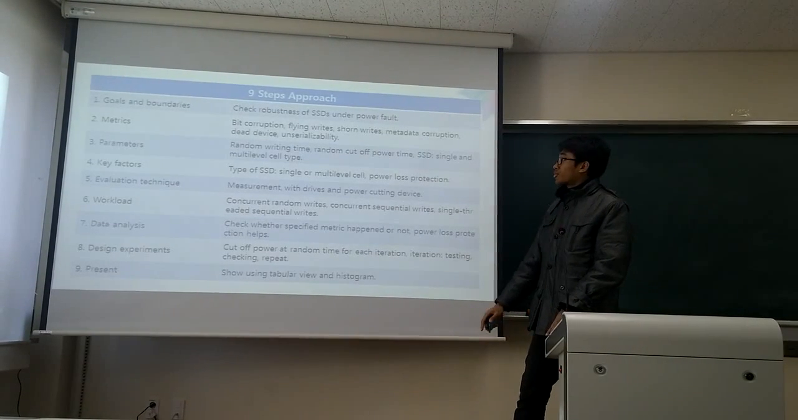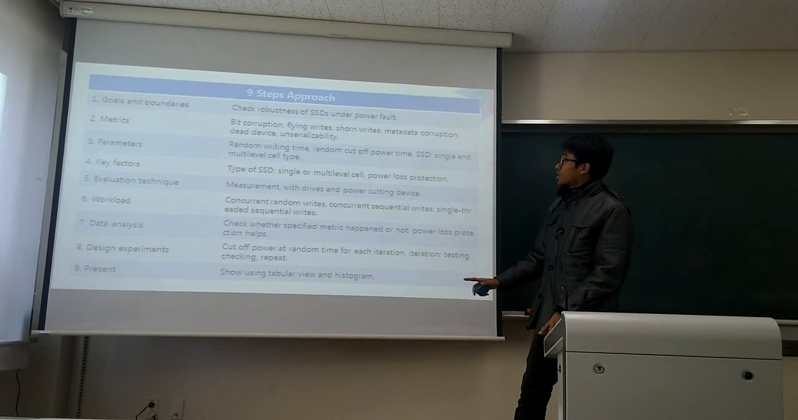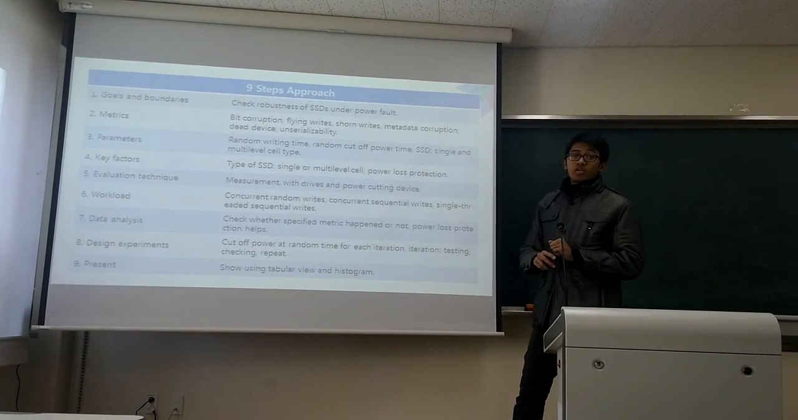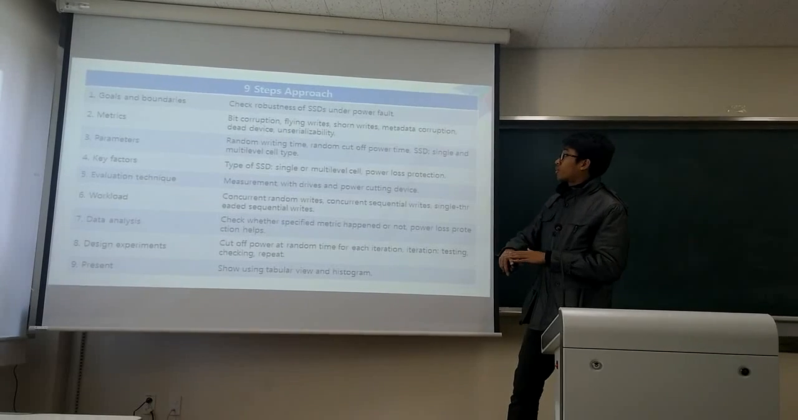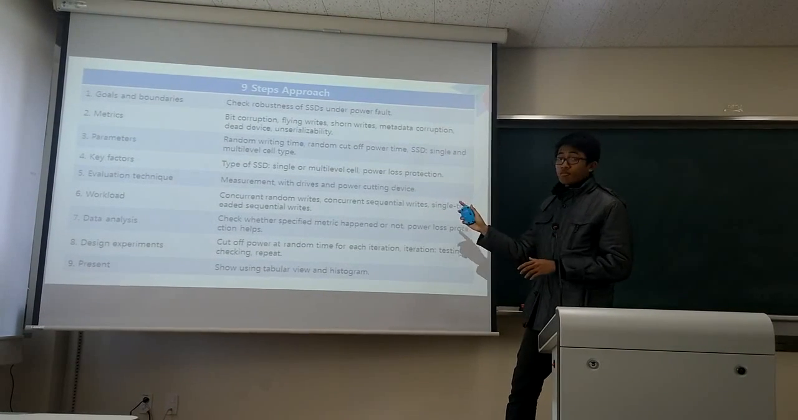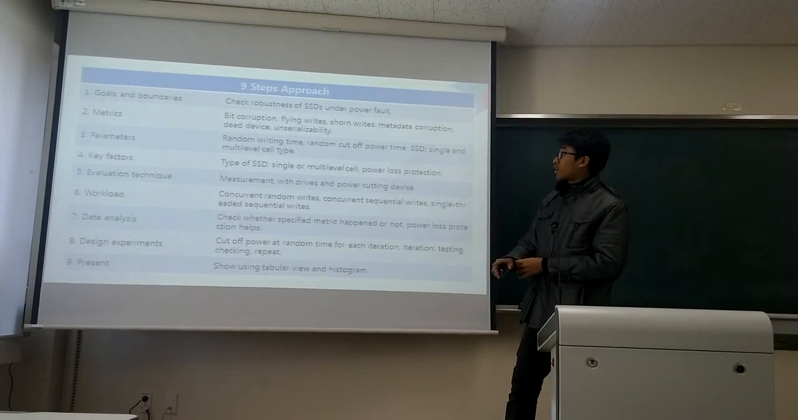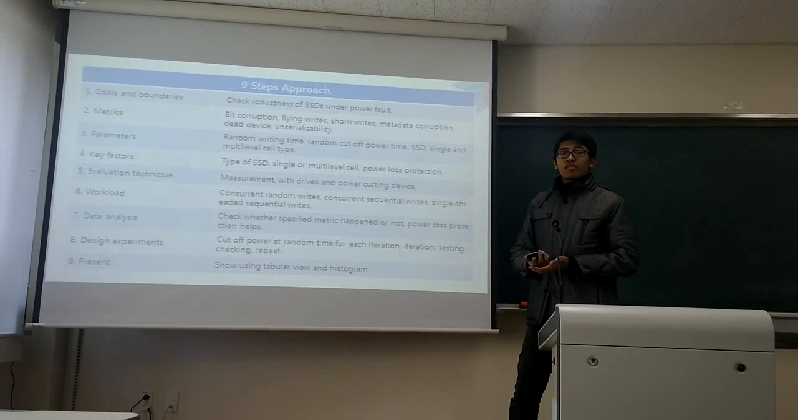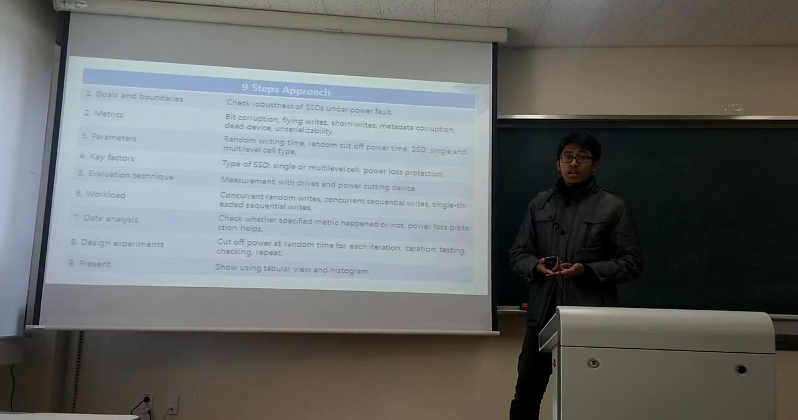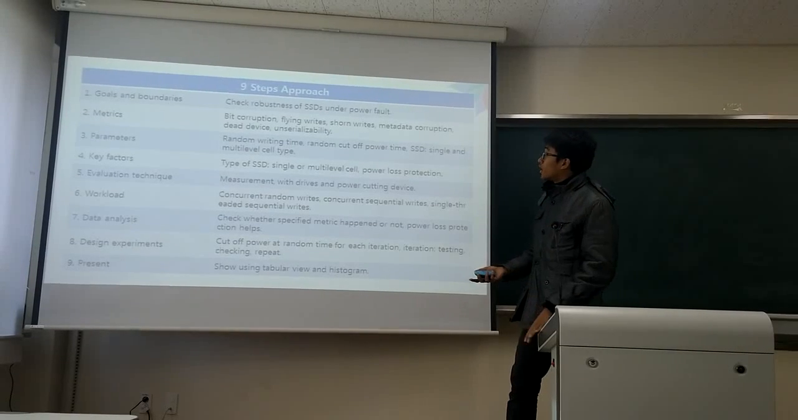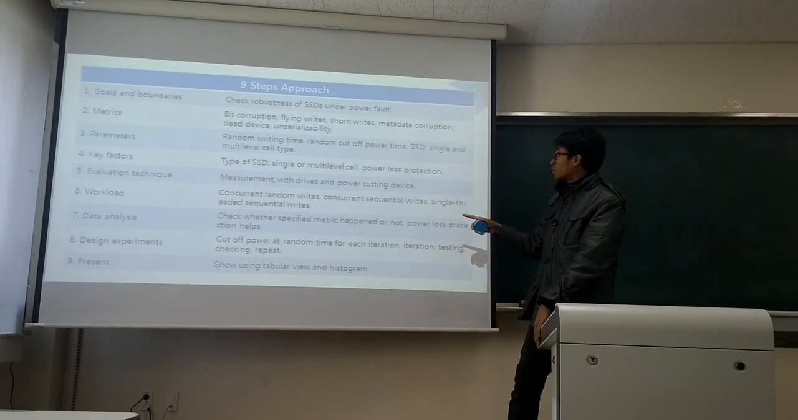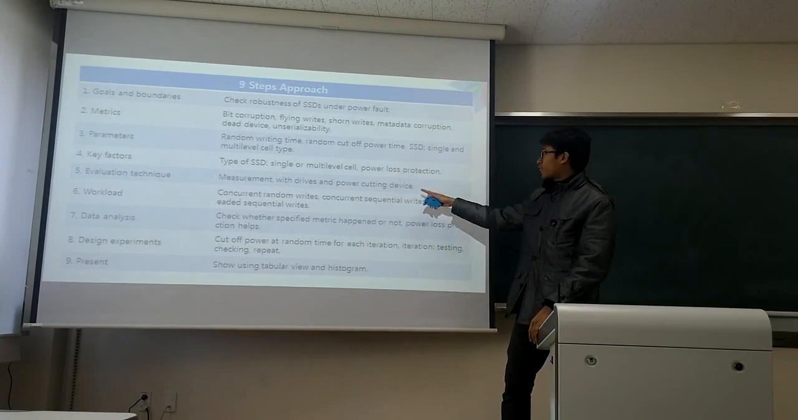And here's the 9-step approach. The goal of the paper is to check the robustness of SSDs under power faults. For the metrics, we use the failures that we explained before: bit corruption, flying writes, dead device, and so on. The parameters are different random writing times and random power cutoff times. The SSDs are different too: there are single-level cell and multi-level cell, and different blocks inside the SSD. For the key factors, we have the type of SSD, single or multi-level cell, and whether it has power loss protection.